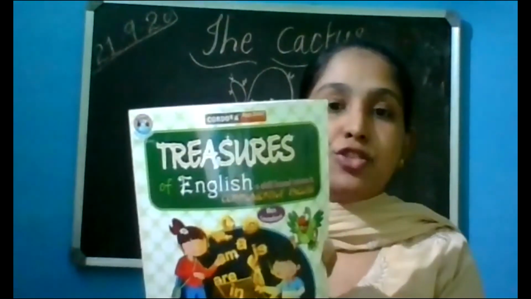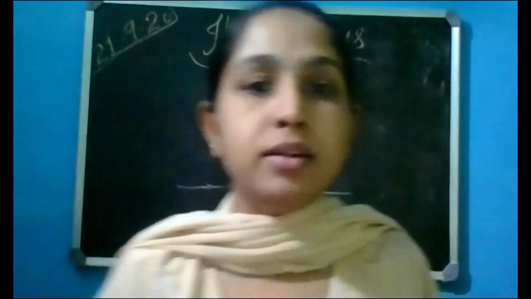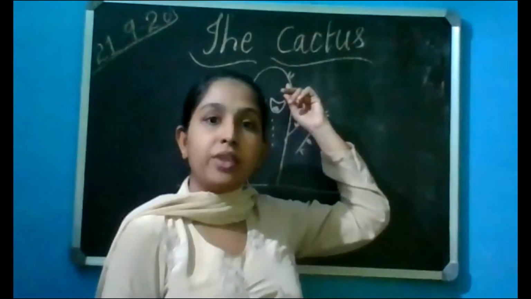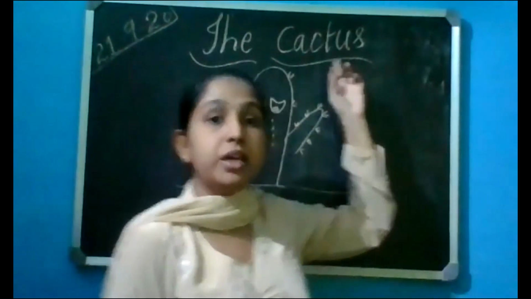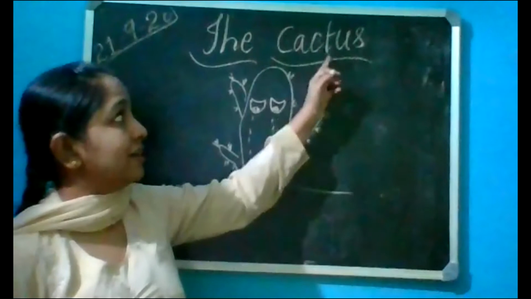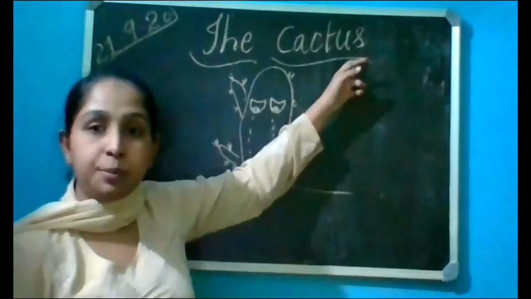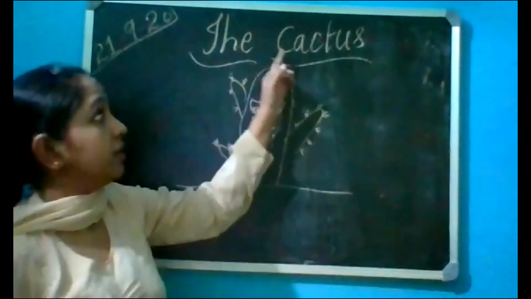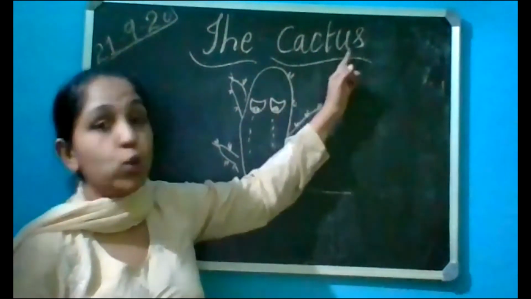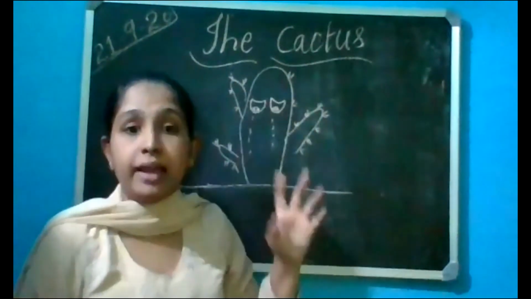So we shall take the reader, that is the Treasures English now. Under this layer, we have the first chapter, chapter number 1, and the lesson name is The Cactus. C-A-C, cac, T-U-S, tus. Repeat after me, children. The cactus. How do I read this? Cac-tus. The cactus.